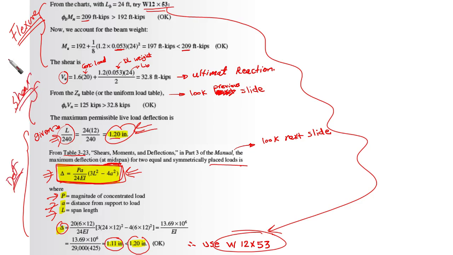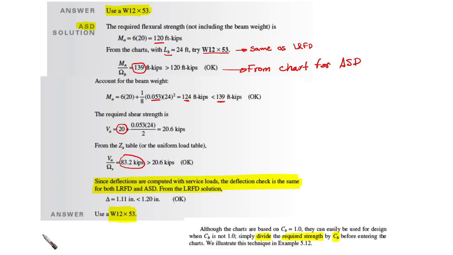So we have the three main criteria that we need to check in this order, and we have used the charts. This is for LRFD. I think that we are missing something for ASD. It is going to be pretty much the same, so we do not want to spend a lot of time on ASD.